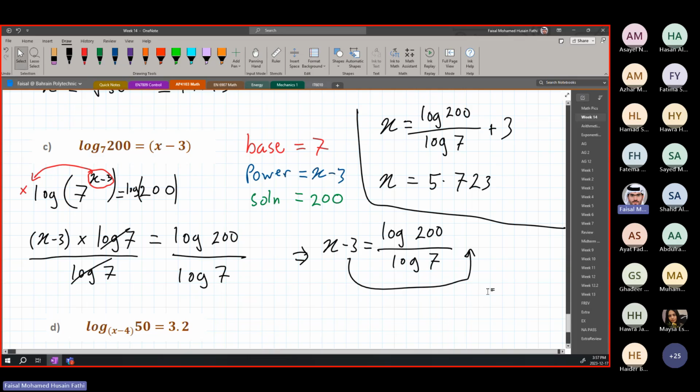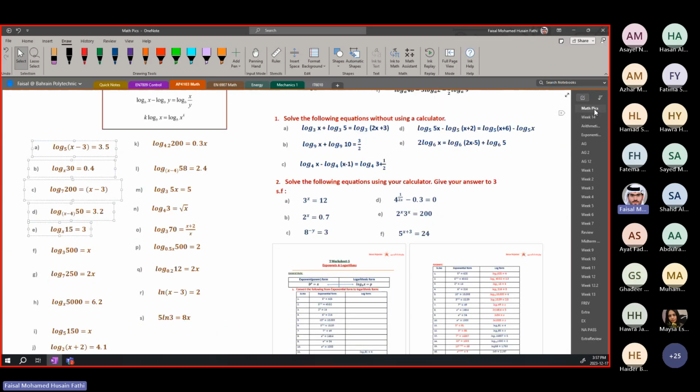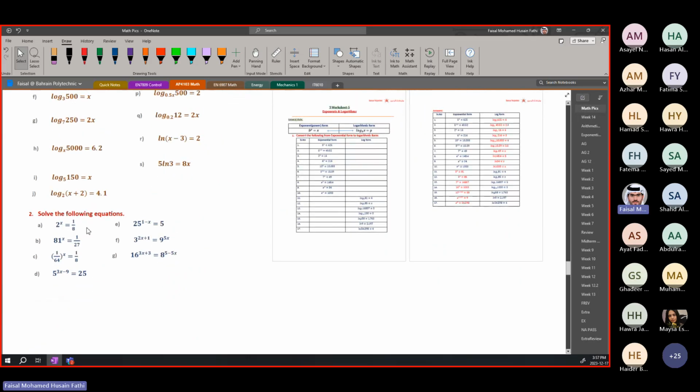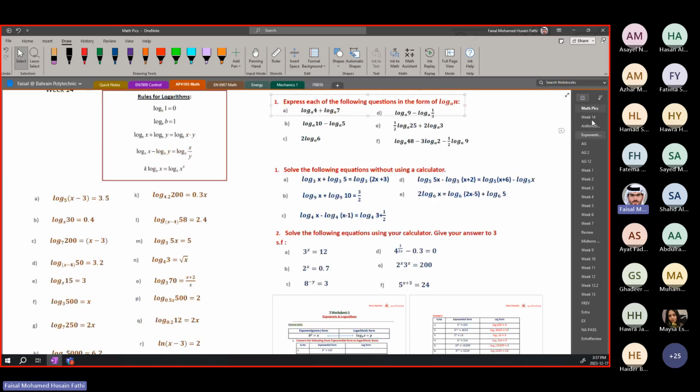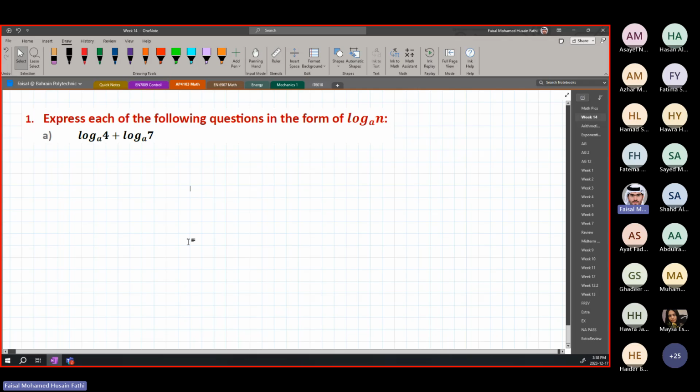Now, let's move on. I'm not going to do D and E. They're pretty straightforward, the same exact concepts. I want to start solving these. What are these? These are easy. We'll come back to them later if we have to. This is what I want to start solving.